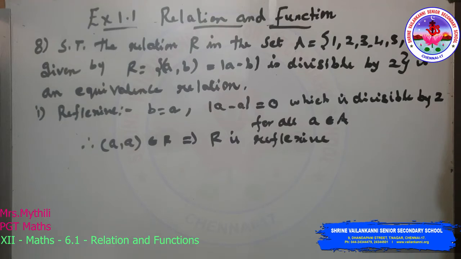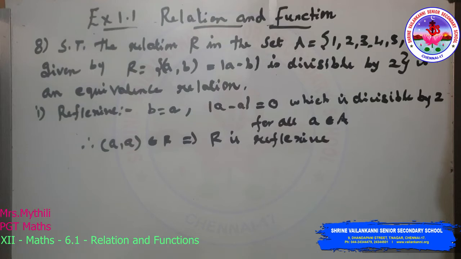Eighth one, show that the relation R in the set A = {1, 2, 3, 4, 5, 6} given by R = {(a, b) : |a - b| is divisible by 2} is an equivalence relation. What is an equivalence relation? An equivalence relation means satisfying the three properties: reflexive, symmetric and transitive. If the three are satisfied, then it is an equivalence relation.